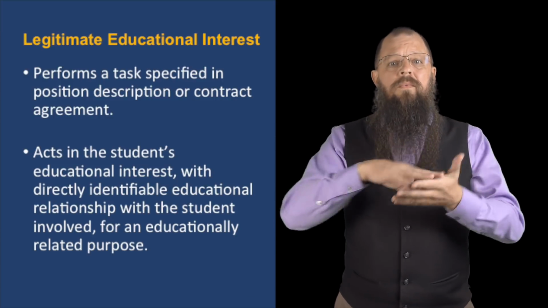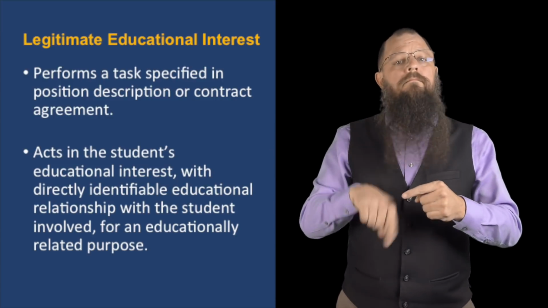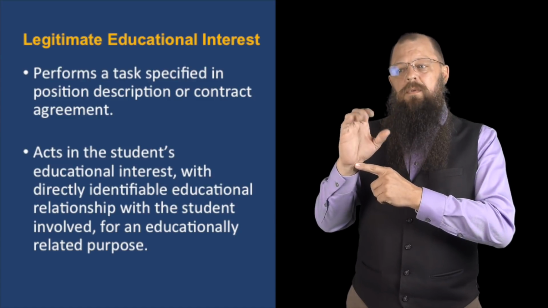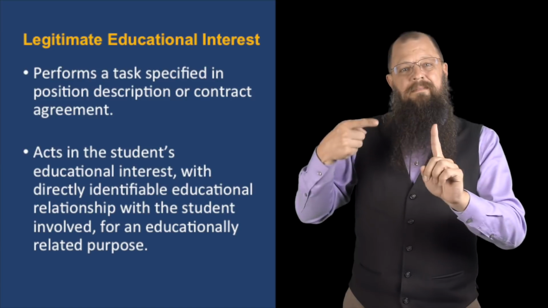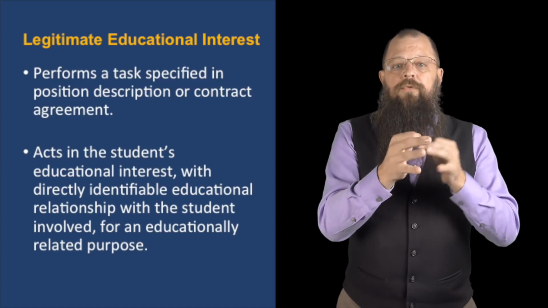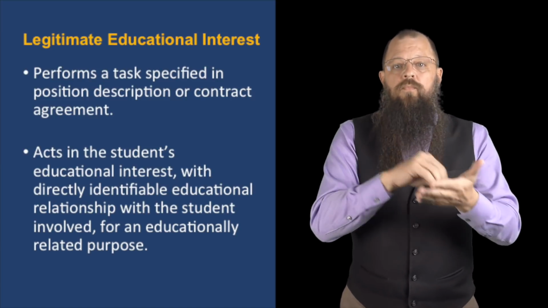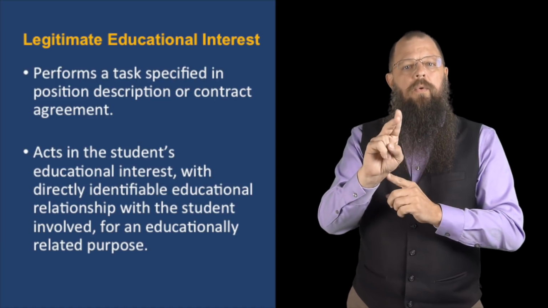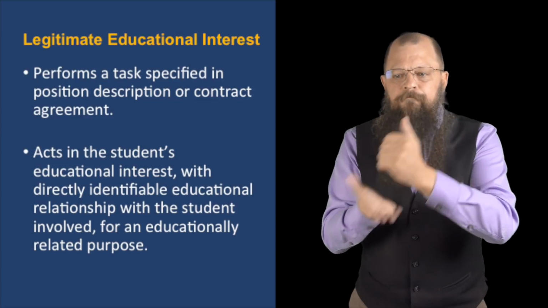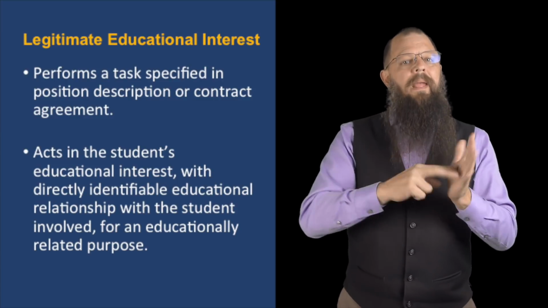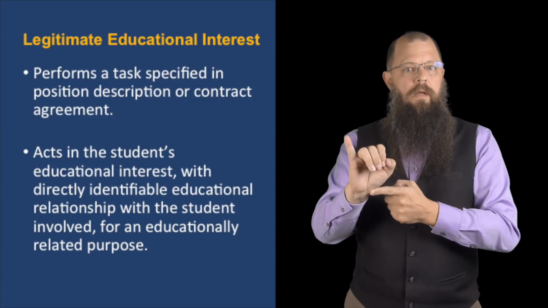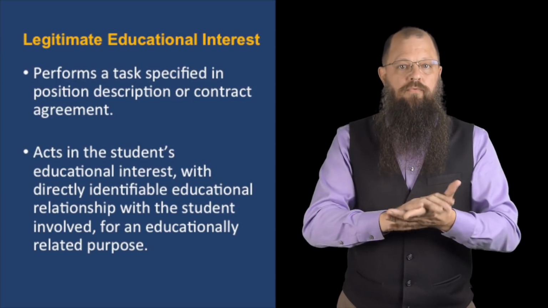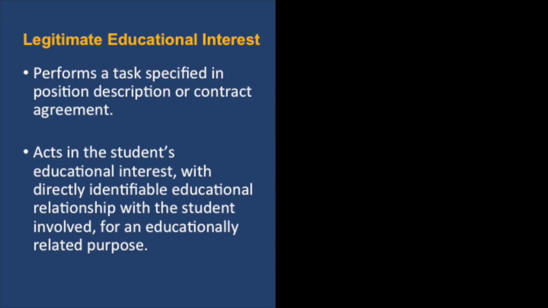A school official is unable to review any student record at their leisure. They must have what is referred to as a legitimate educational interest, meaning they're performing a task that is specified by their position description or contract agreement. An individual who acts in the student's educational interest with a directly identifiable educational relationship has legitimate educational interest, which means they are able to review the student's educational records.